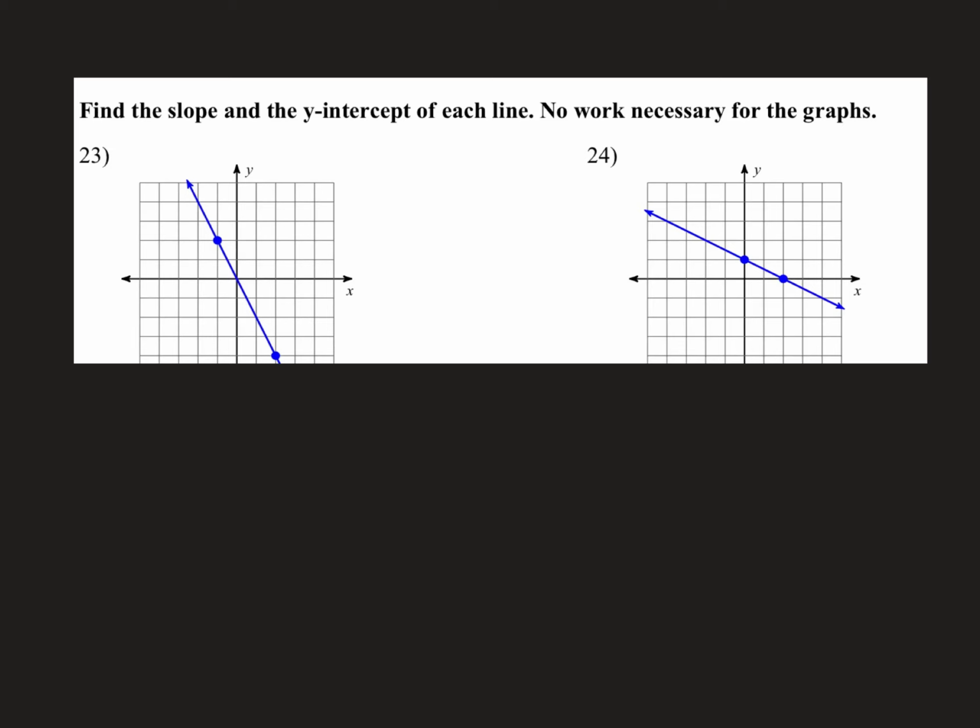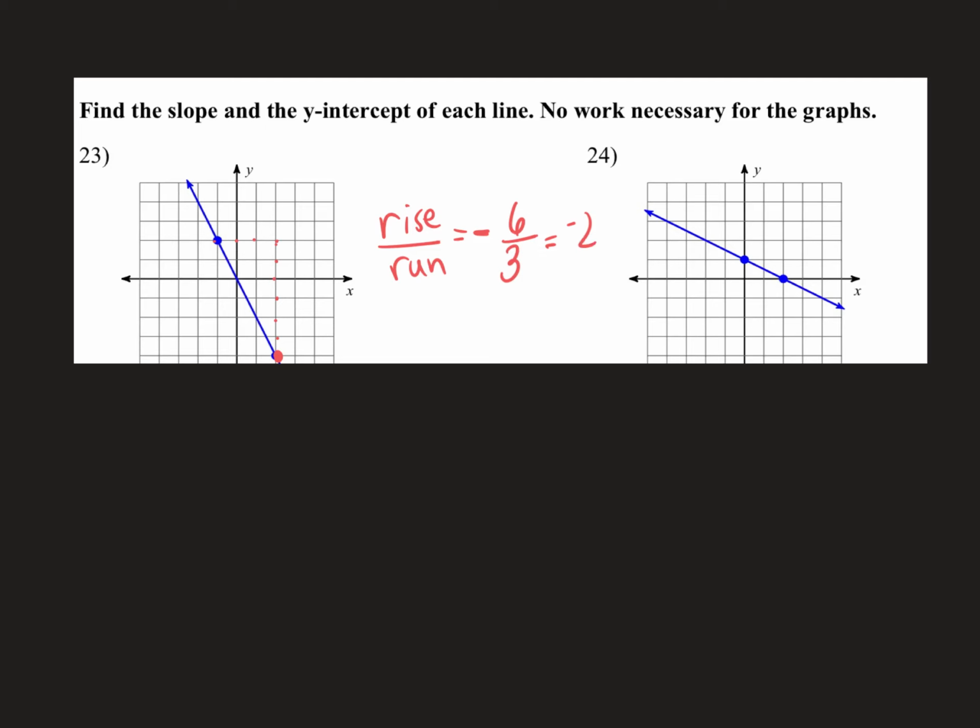Find the slope and the y-intercept of each line. No work necessary for the graphs. Okay, so I'm going to count rise over run. I'm going to start at the lowest point, and we'll start here. I'm going to count up 1, 2, 3, 4, 5, 6. So I rise 6 to get on the same horizontal line as that other dot. And then I'm going to run to the left, so this slope is negative. Run left, 1, 2, 3. So -6 over 3 is -2.